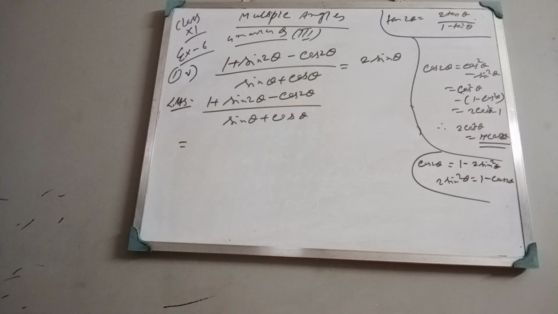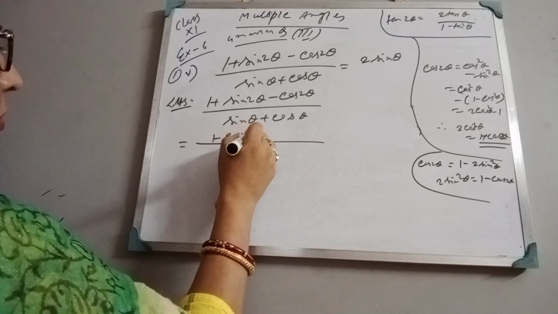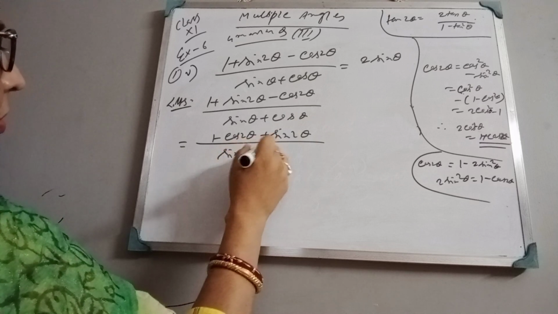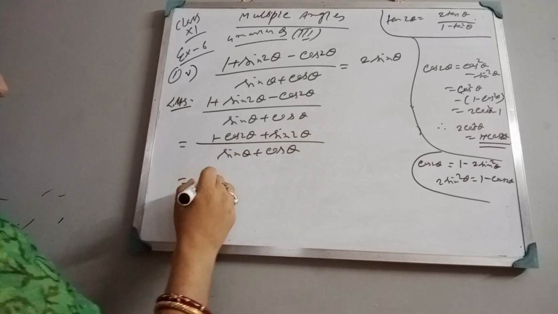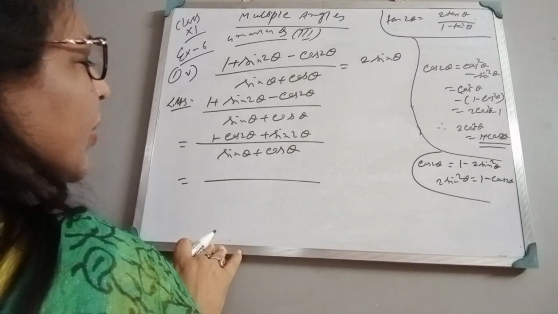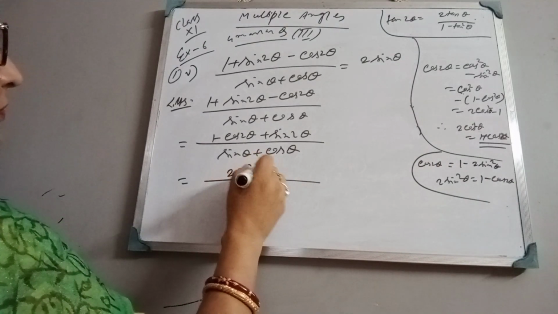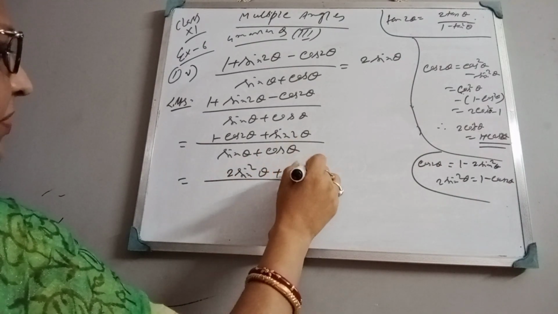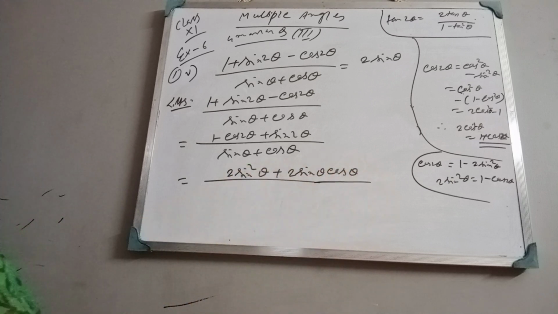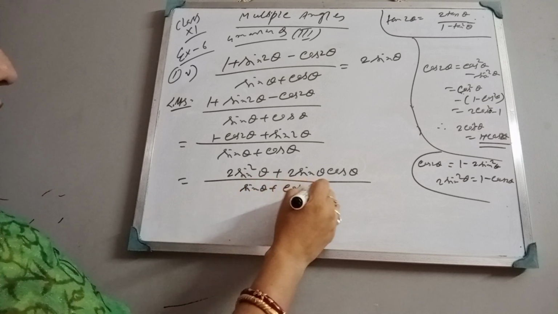Okay, now 1 minus, just rearrange this. 1 minus cos 2 theta means 2 sine square theta, and sine 2 theta means 2 sine theta cos theta, and here it is sine theta plus cos theta only. Keep it like this, no need to change.